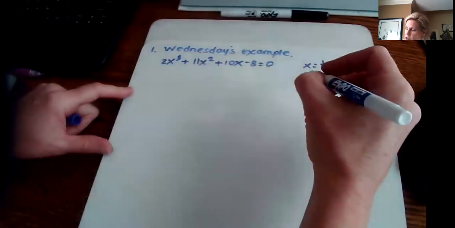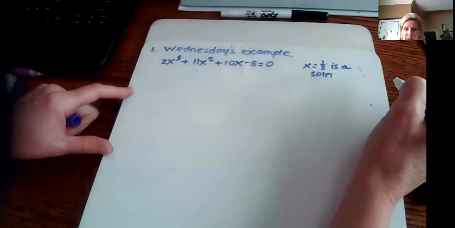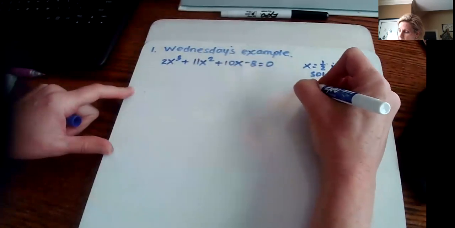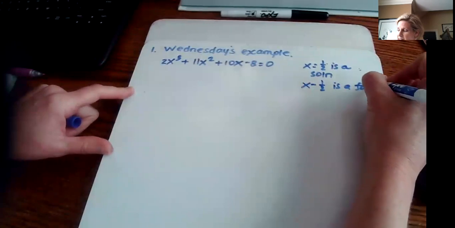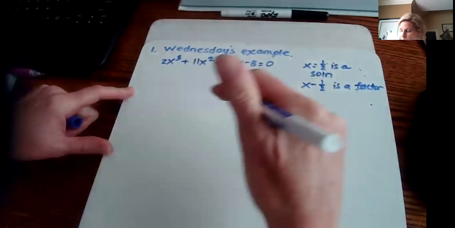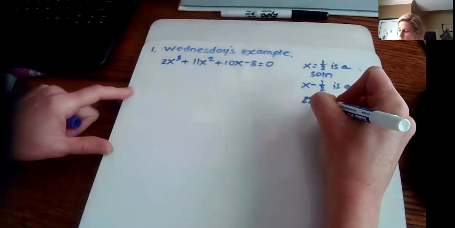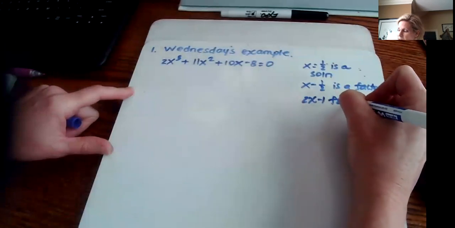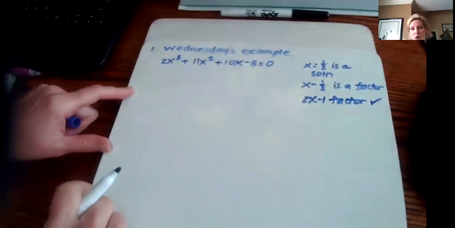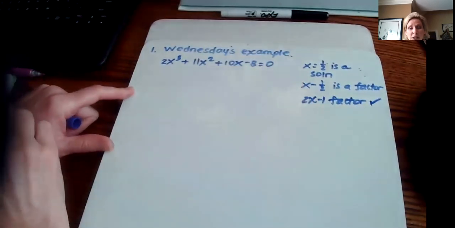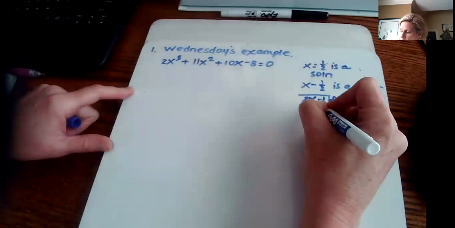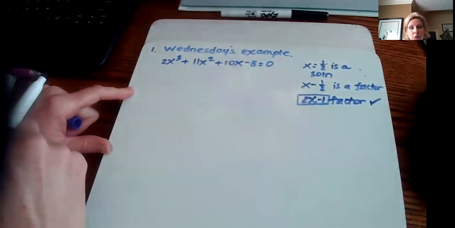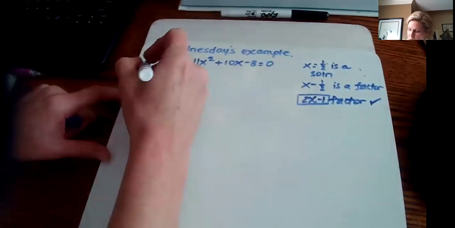So here's what I need you to know. If x equals 1/2 is a solution, then x minus 1/2 is a factor. But guys, that's not the way it appears. Hopefully you know that the way it would appear in an equation is that 2x minus 1 is your factor. So this is what we're going to divide by, and that helps you avoid the fraction issue.